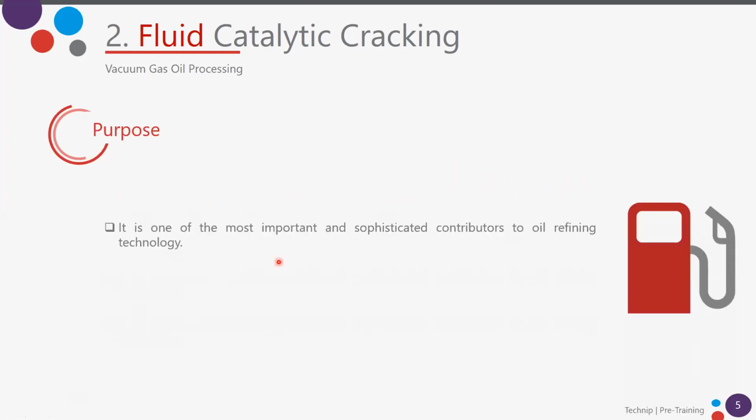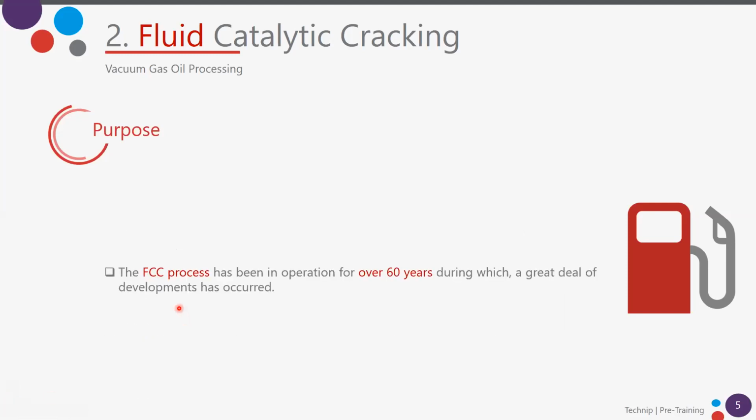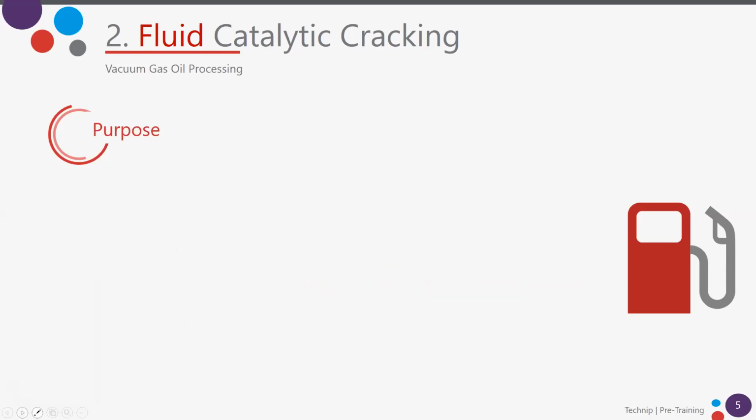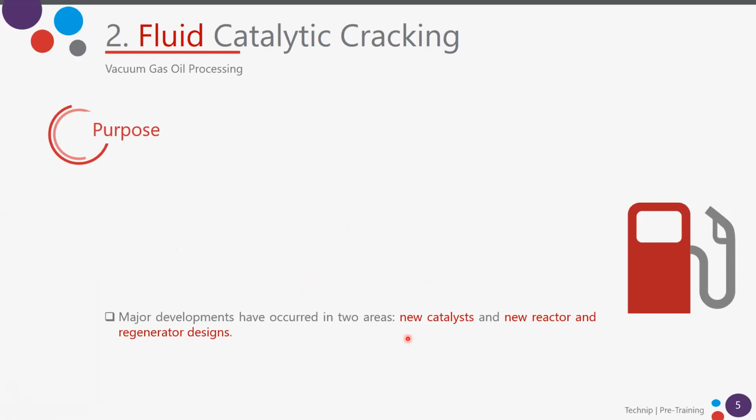It is one of the most important and sophisticated contributors to oil refining technology. You will see that it is a fascinating technology where you will have a lot of new concepts that we will see through the unit. The FCC process has been in operation for over 60 years, during which a great deal of development has occurred. This development has occurred mainly in two areas: new catalysts and new reactor and regenerator designs.